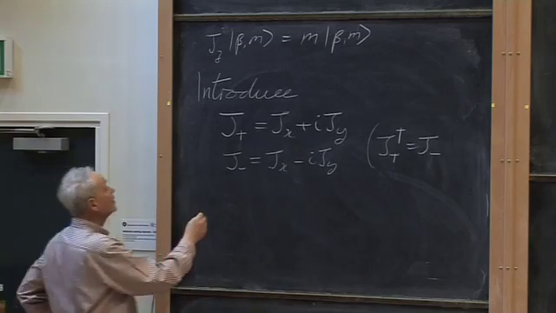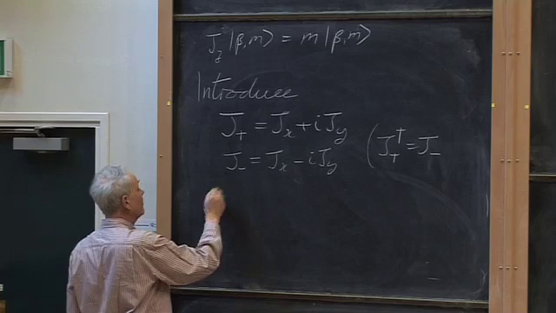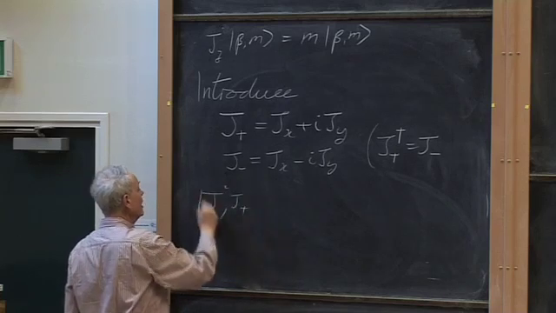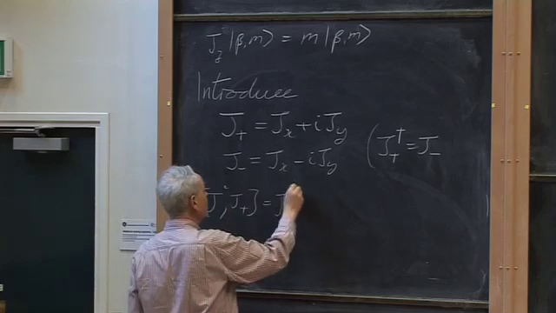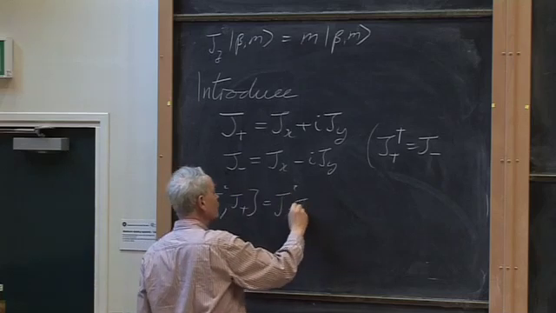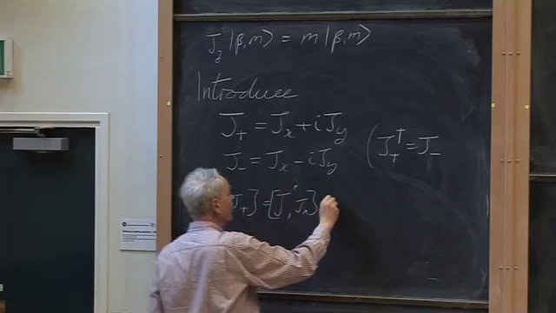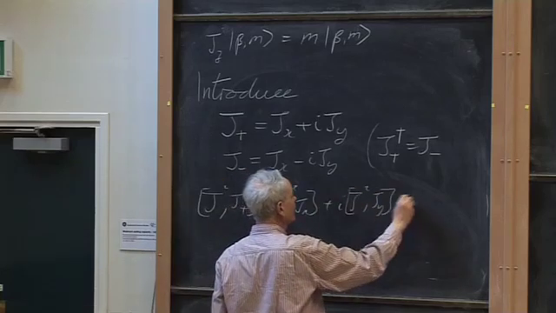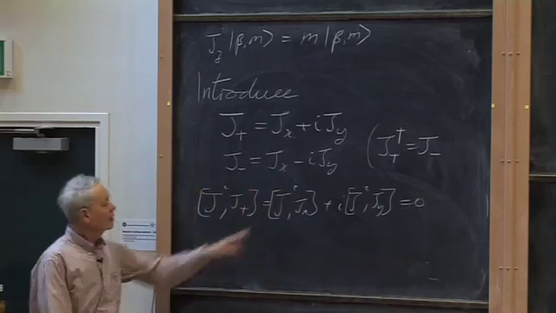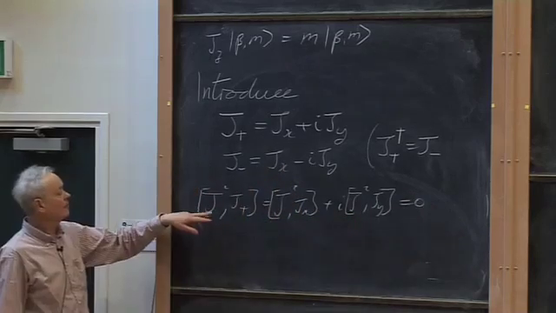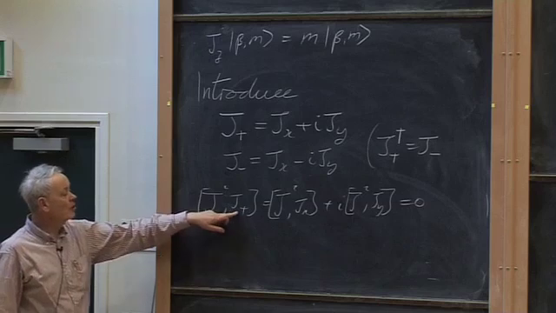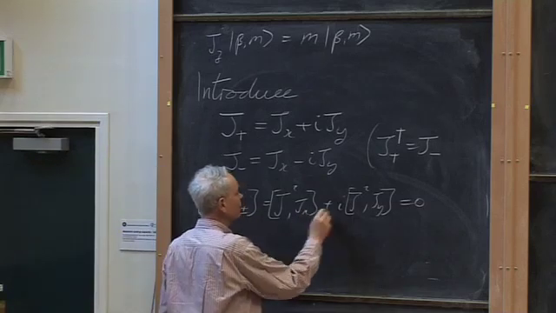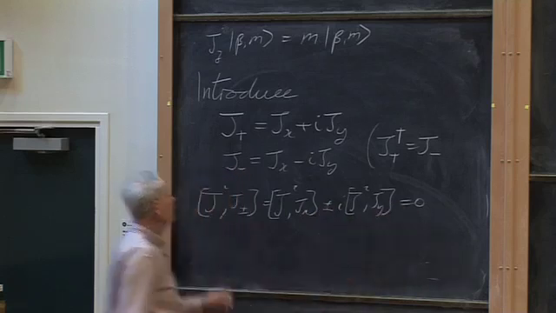Now we ask ourselves what are the commutation relations? We have that J squared with J plus is nothing but the commutator of J squared with Jx plus i times the commutator of J squared with Jy, which is nothing, because this vanishes and this vanishes, right? So J squared commutes with J plus, and of course it commutes with J minus as well, right? So this is plus or minus, it vanishes. What does that tell us?